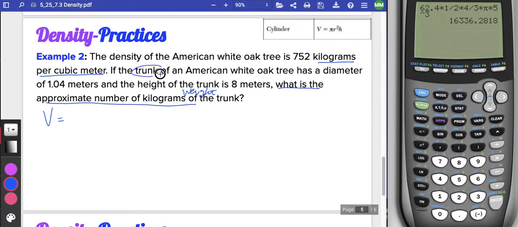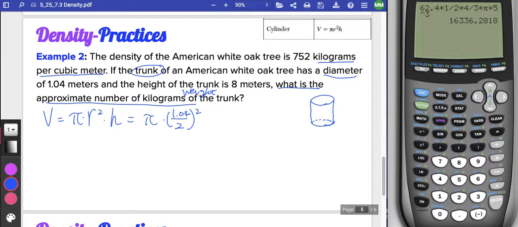The clue here is that this is a trunk. If you think of a part of the tree, the trunk looks like a big bottle, like a big jar like this. So it actually looks like what? A cylinder. So in order to find the volume of the cylinder, the formula is pi r squared times h. All we need to look for is the radius, and I have a diameter here, meaning I'm going to take half of this. This is the radius, right?